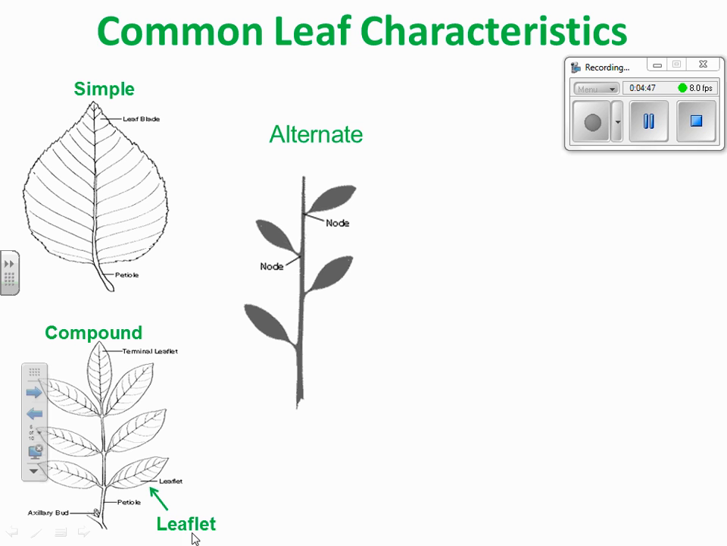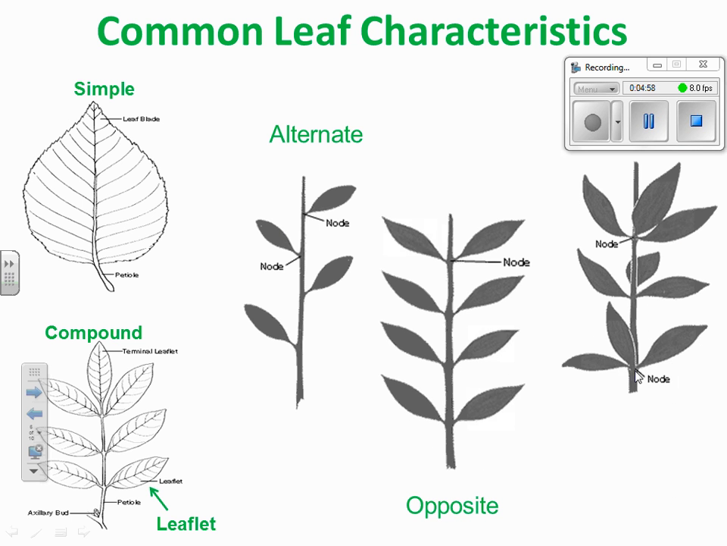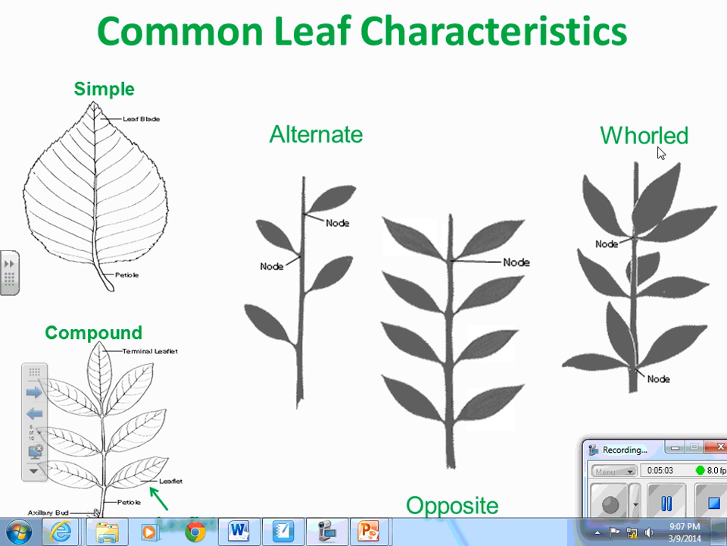So now these leaflets are arranged in certain patterns. They can be alternated from side to side. They can be in pairs and on opposite sides, or they might be in a bunch that's around the center, also called whorled.